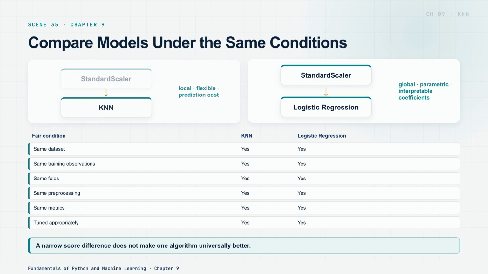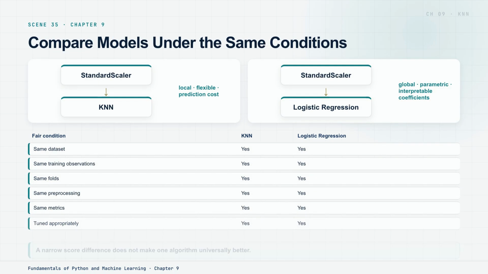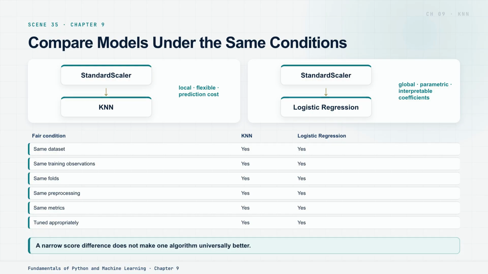KNN and logistic regression should be compared under the same conditions. Use the same dataset, training observations, cross-validation folds, preprocessing strategy, and evaluation metrics. KNN creates local predictions based on nearby observations and can represent flexible nonlinear boundaries. Logistic regression learns a global parametric relationship and often produces a smoother decision boundary. KNN may perform better on some datasets, while logistic regression may perform better on others. A narrow difference in average accuracy does not prove that one algorithm is universally superior. We should also compare variation across folds, class-specific metrics, prediction speed, interpretability, and the requirements of the application.